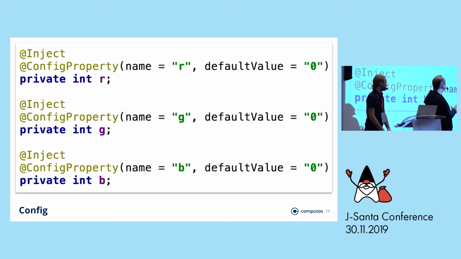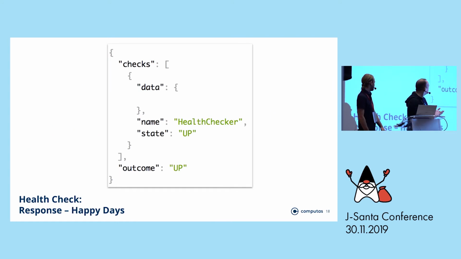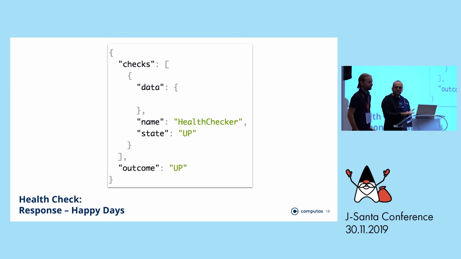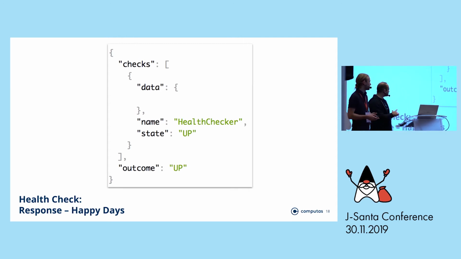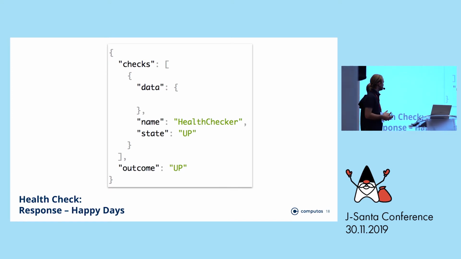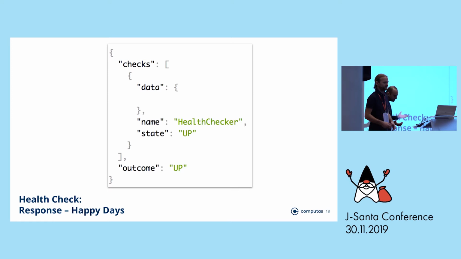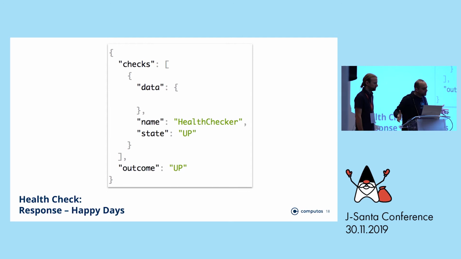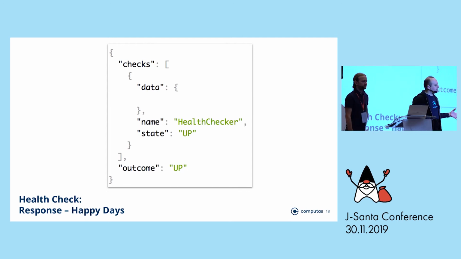Okay, let's go to the next feature. The health check. It actually got a bit changed. When was that? A few releases back, right? So this is the happy days scenario, where everything is good. And this is what you want, because when you have a bunch of microservices, you always want to check how things are doing.